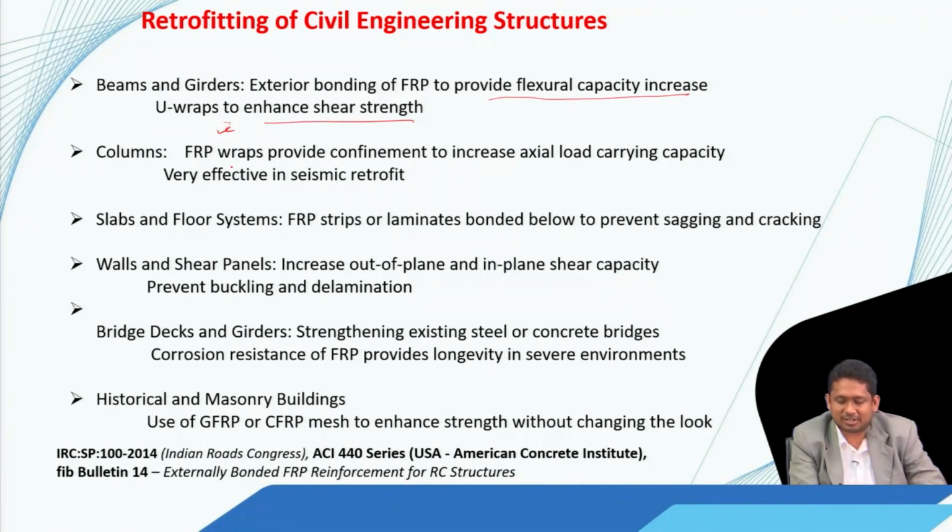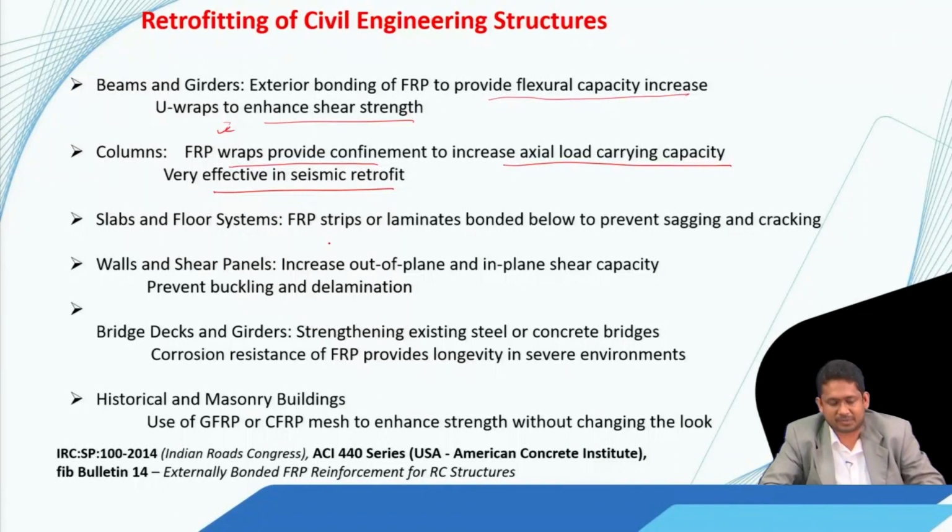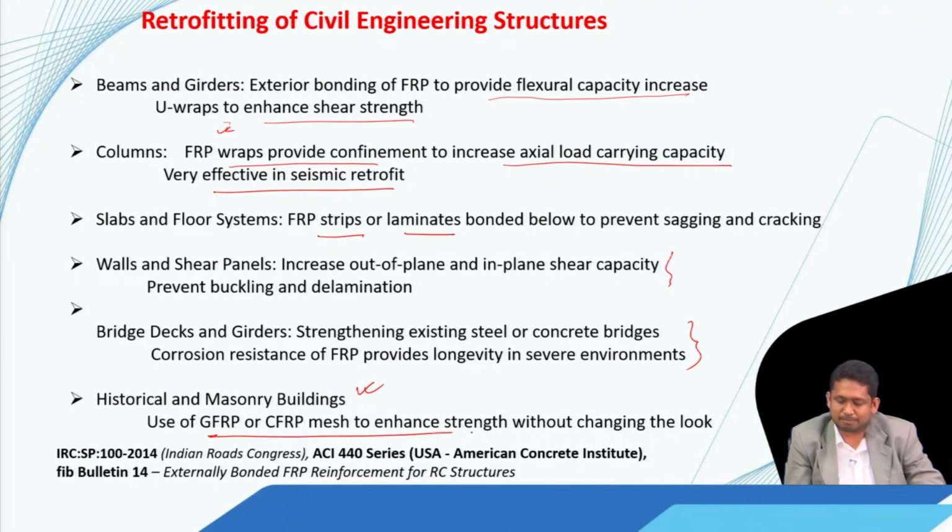In columns, FRP wraps are there, so that increases the axial load capacity, and it is very effective in seismic retrofitting. Then in slabs and floor systems, FRP strips or laminates are bonded below to prevent sagging and cracking. Walls and shear panels also have the use of composites. In bridge decks and girders also these composite reinforcements are used for retrofitting, and even historical and masonry buildings are retrofitted with the help of CFRP and GFRP.